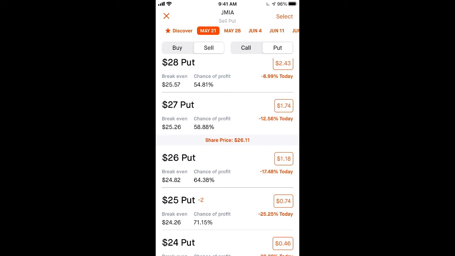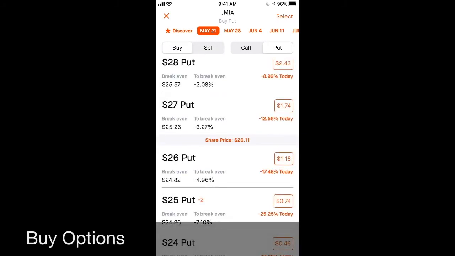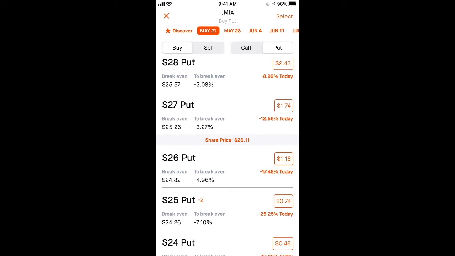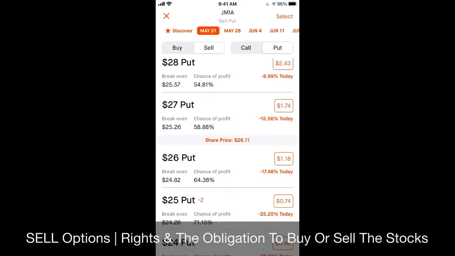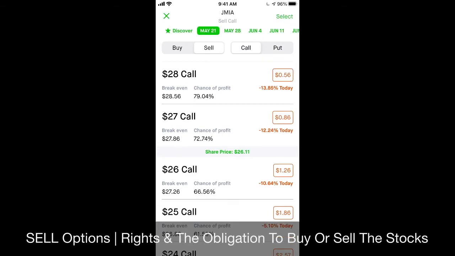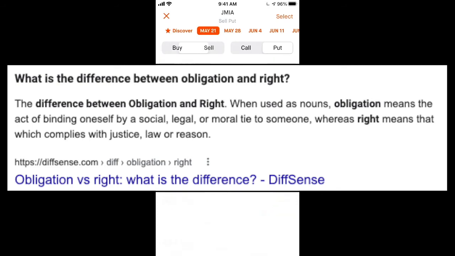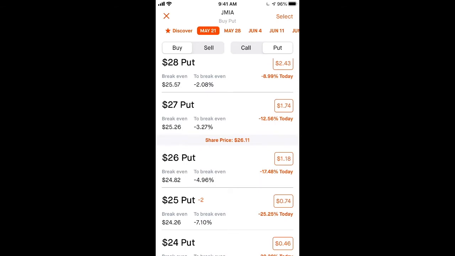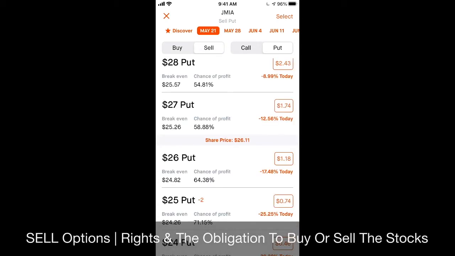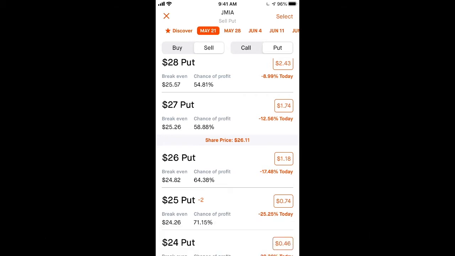right? So with buy, you have the right to buy the stock, but you don't have the obligation to buy the stock. With this one, you have the right to sell the stock. Okay? That is what these two buttons are. One of them gives you the right to buy but not the obligation, and the next one, which is sell, gives you the right to sell but with the obligation, if the contract hits by the end of the week, which is usually on Friday.